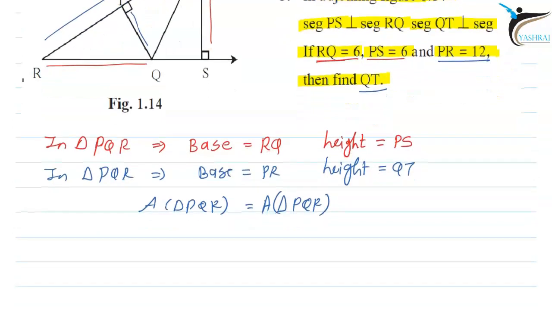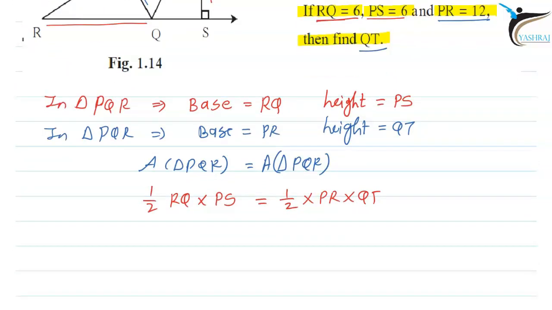Now once we consider the base and height as RQ and PS respectively, we have half times base into height as the area of triangle PQR. And once we consider the base as PR and the height as QT, we have half times PR into QT as the area of triangle PQR.